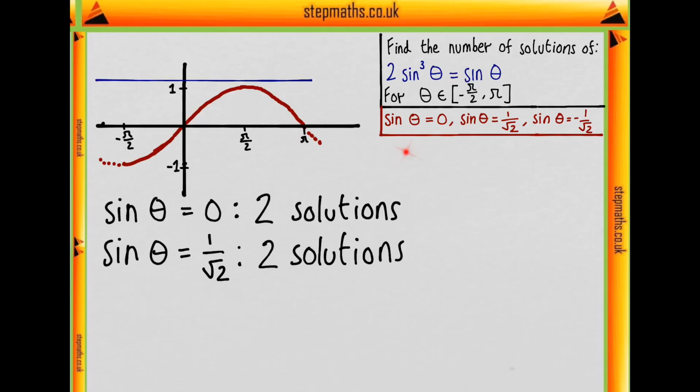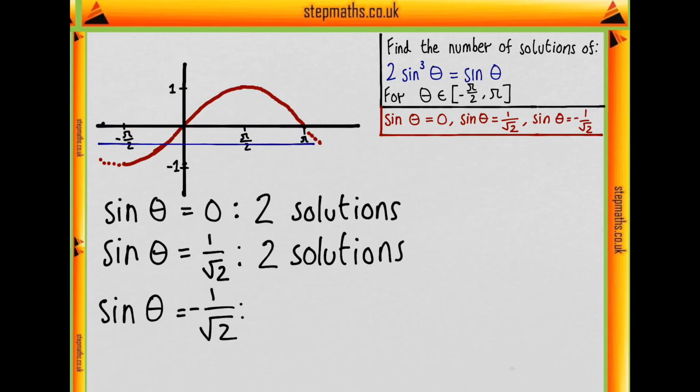Now for our final case, sine theta equals minus 1 over root 2. So let's do exactly the same thing, but we get a slightly different result here. So when we move this blue line down, it's roughly here. So we certainly intersect it once here, but never over here between 0 and pi. So we get one solution here.